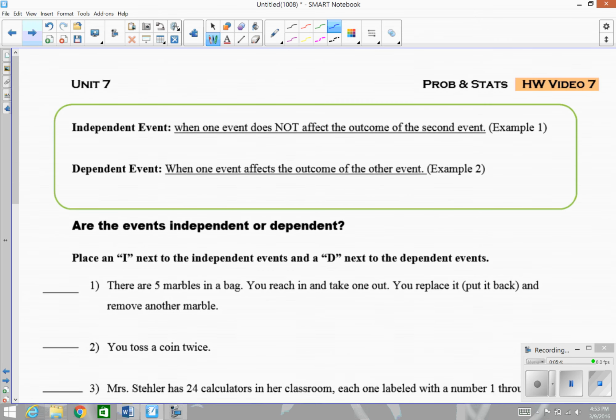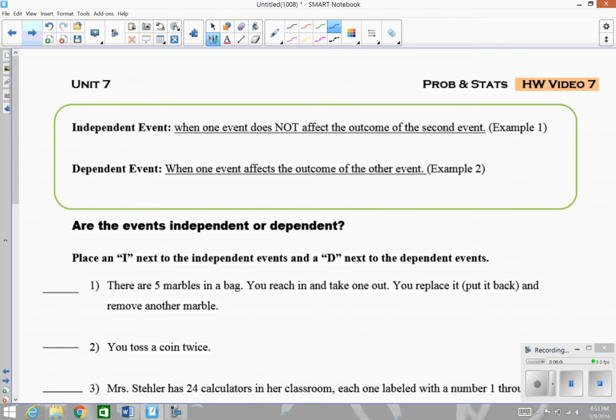So here are our definitions. An independent event is when one event does not affect the outcome of the second. And that's like example 1. If you spin a spinner, it has nothing to do with rolling a die. Those are two separate things, and they're never going to affect each other.